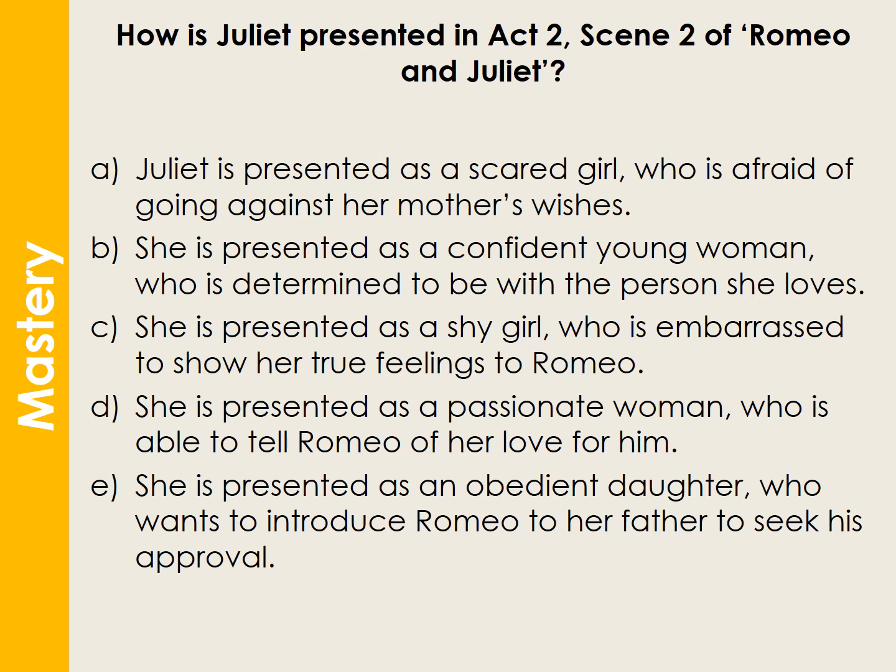Finally, how is Juliet presented in Act 2, Scene 2 of Romeo and Juliet? So your choices are A, B, C, D, or E. A, Juliet is presented as a scared girl who is afraid of going against her mother's wishes. B, she is presented as a confident young woman who is determined to be with the person she loves. C, she is presented as a shy girl who is embarrassed to show her true feelings to Romeo. D, she is presented as a passionate woman who is able to tell Romeo of her love for him. E, she is presented as an obedient daughter who wants to introduce Romeo to her father to seek his approval. Okay, so how is she presented?